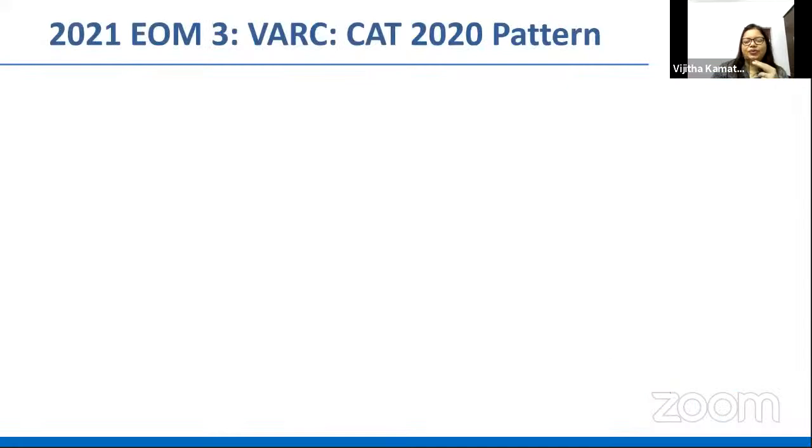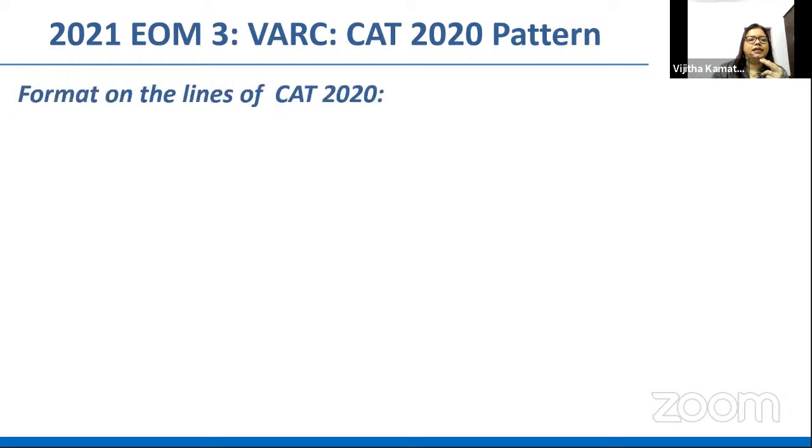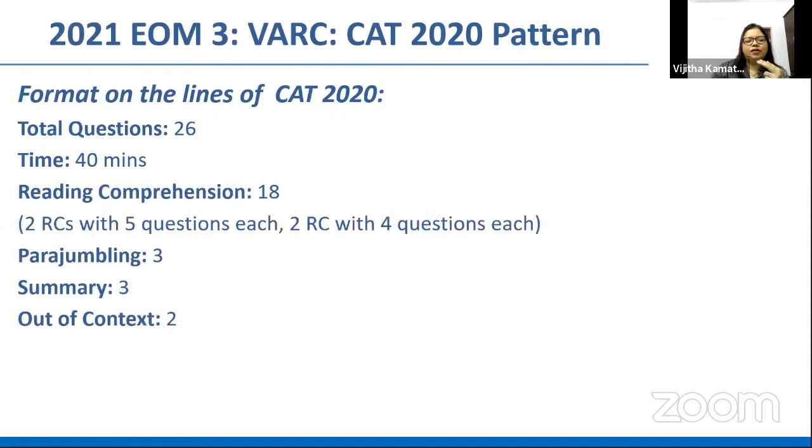So again, like our previous patterns, this was also based on the 2020 pattern, the CAT 2020 verbal sectional, which means this had a total of 26 questions for 40 minutes with four RCs, making for a total of 18 questions: two RCs with 5 questions each, and two RCs with 4 questions each. There were three parajumbles, three summary questions, and two out of context questions.